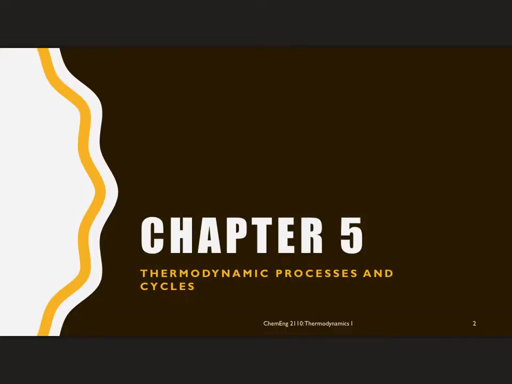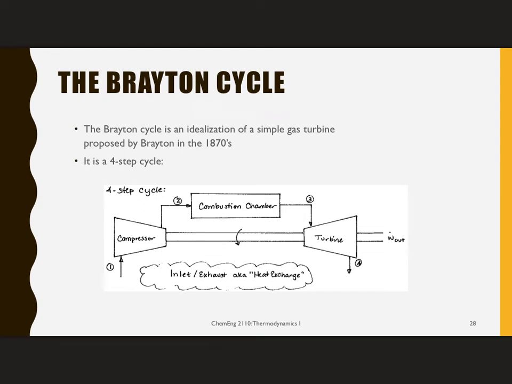We are studying Chapter 5, the thermodynamic processes and cycles, and we are wrapping up our study of heat engines with this video lecture. We're going to very briefly look at the Brayton cycle. Now, the Brayton cycle is in some respects quite similar, but also very different from the Rankine cycle. This is an idealization of a simple gas turbine that was proposed by Brayton in the 1870s. So it's been around a long time, but this is the core of how, say, a jet engine works. They're going to add nozzles and some other fancy things like that, but this is the basic idea.